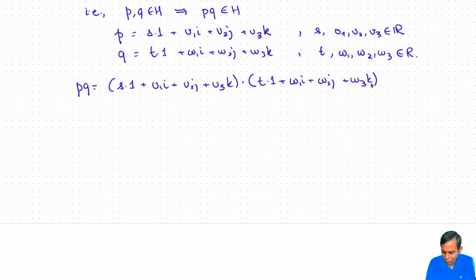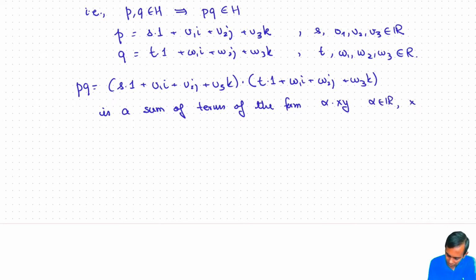When you use distributivity to expand this product, it is a sum of terms of the form alpha times x dot y, where alpha belongs to R, it's just a scalar, and x and y are elements of the quaternion group Q. For example, one of the terms would be V1 times I into W2 times J. So that will be V1 W2 into I times J. And that's exactly what this is: alpha is V1 W2, x is I and y is J.